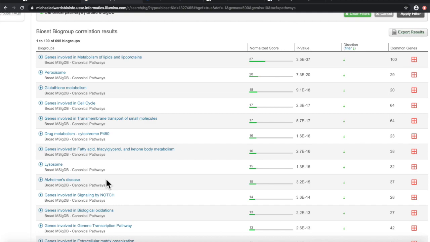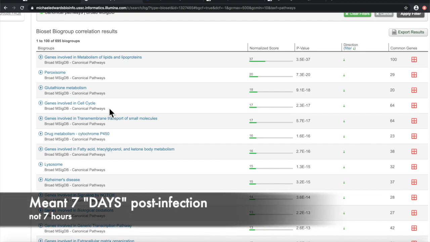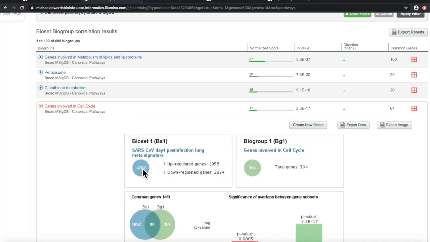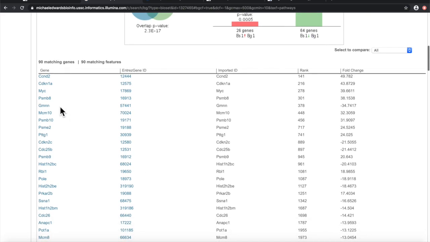We also see a bunch of genes going down associated with cell cycle, which is very different than what we'll see at 7 hours post-infection, where most of these types of genes go up. If we look at the genes in this category, some of the few that go up that are at the top of the list are known inhibitors of the cell cycle progression.